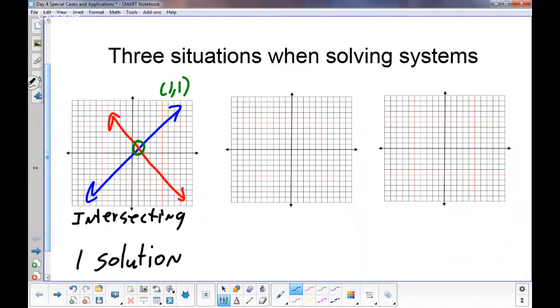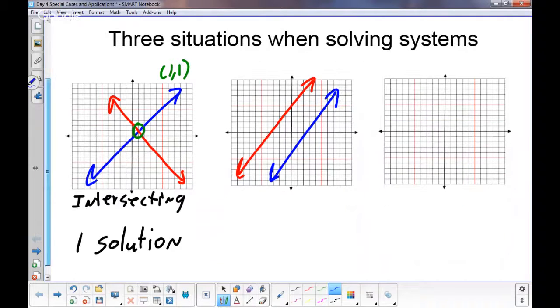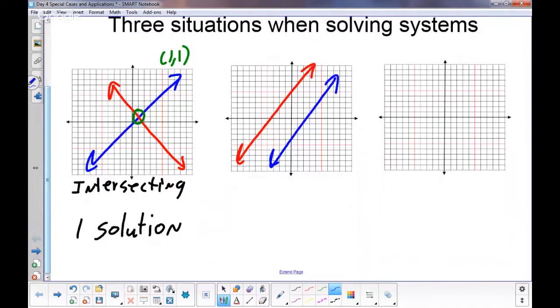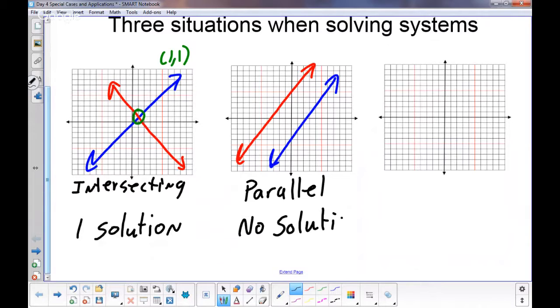All right. The next thing is if we get two lines that are parallel. And you'll notice parallel lines. Well, what do they never do? Well, they never intersect. So is there any answer that's going to satisfy both lines or both equations at the same time? The answer is no. So if we end up with parallel lines, you have no solution. There is no answer that will satisfy both at the same time. So parallel lines, no solution.